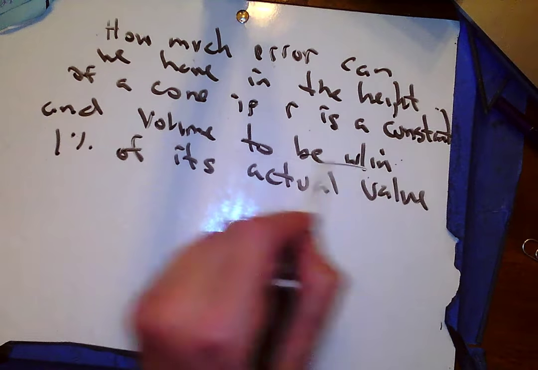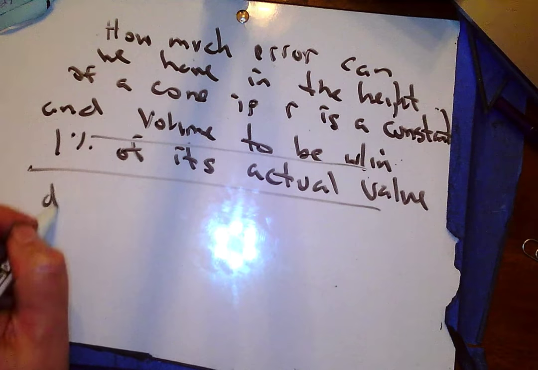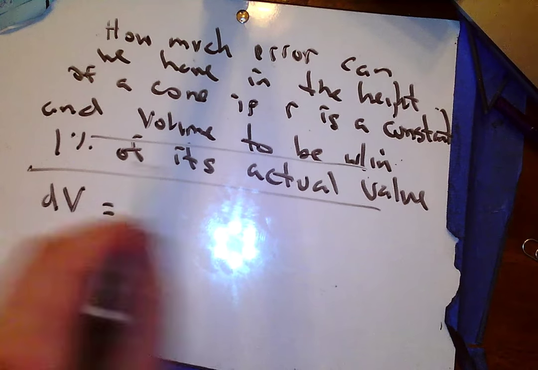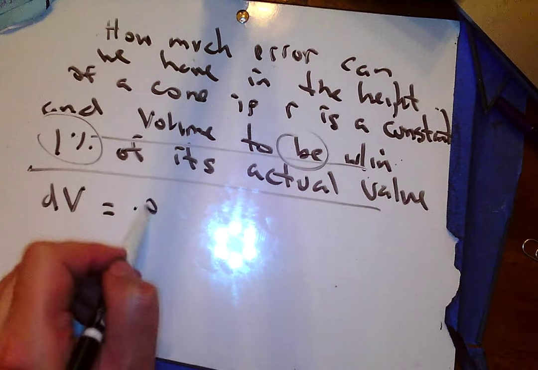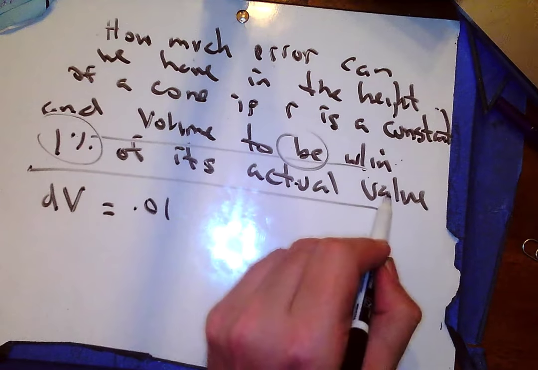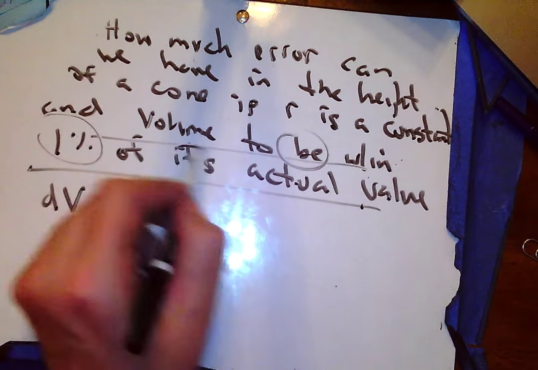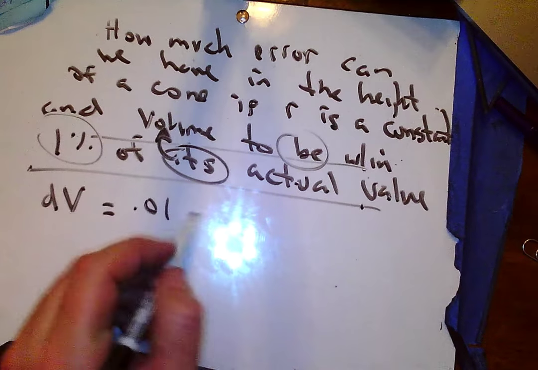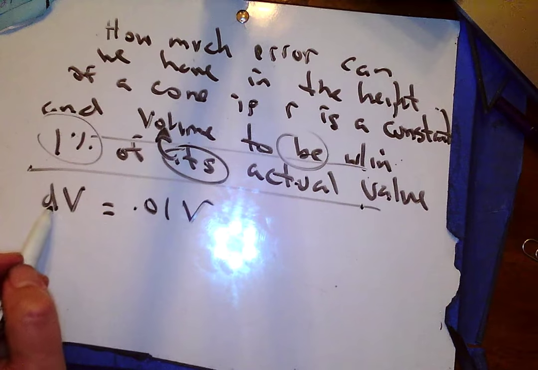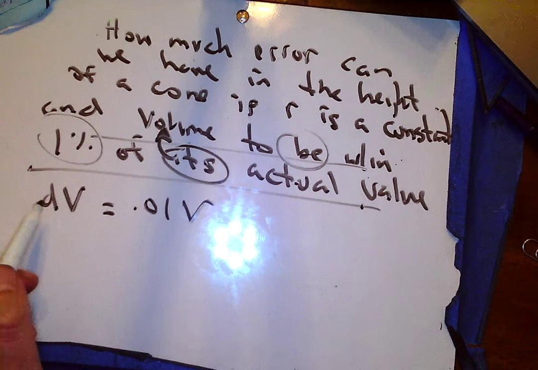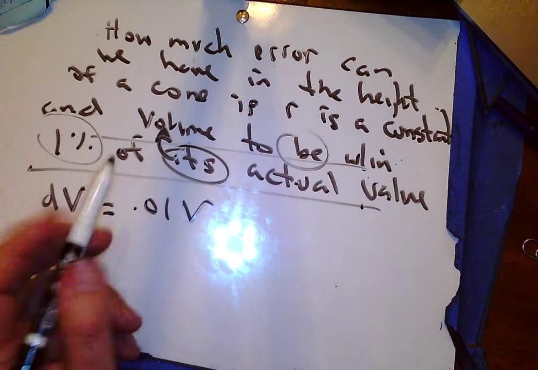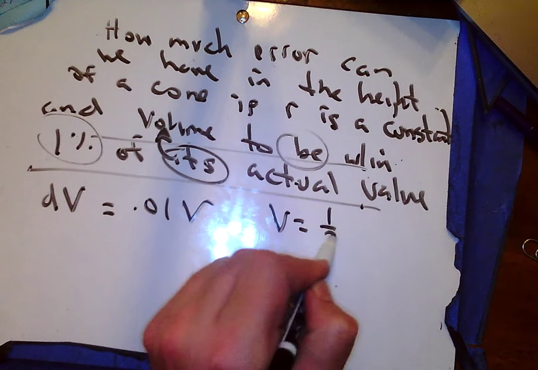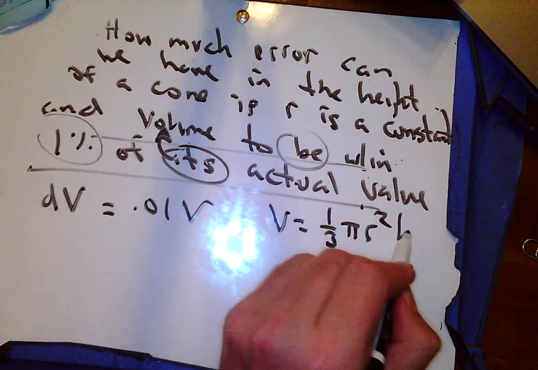And again, what does this mean? We want the error or change in volume to be 1%, 0.01, of its actual value. What value? It is volume. So we've got that helping equation, and we're talking about a cone. Do you remember the formula for volume of a cone? V equals 1/3 pi r squared h.